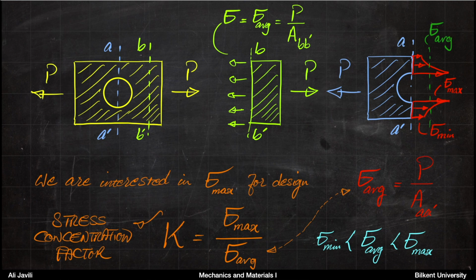So you define this factor K, and we call that stress concentration factor, and that's the ratio of maximum stress by average stress. But then again, I repeat that the average stress is the average stress in that particular cross section, which is possibly higher than the average stress in other cross sections. And as I said, we are interested in maximum stress, so this is important for our design criteria.